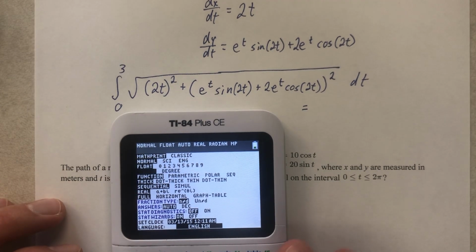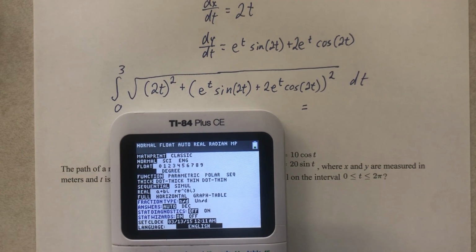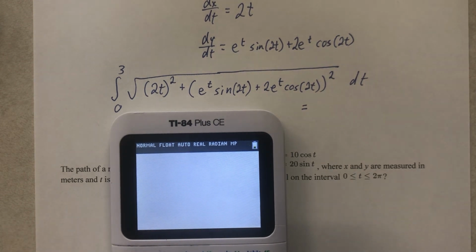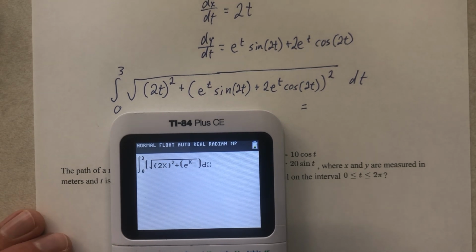I need to be in radians. And I am in function mode. So again, parametric if you like, I will in a minute. I'm going to show you more than one way of going about this. So just a regular way, you've seen this before: 0 to 3, square root of 2x squared, and then plus 2e to the t. Everything you're seeing here is everything that you probably would have done anyway. So no surprises.